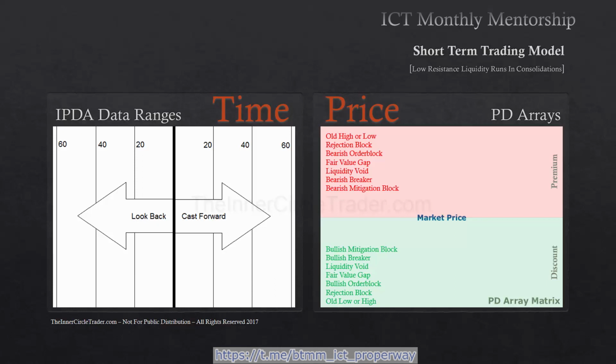Now, as a reminder, when we deal with time and price, price moves from a premium to a discount array, or from a discount array to a premium array. In between these two realms of premium and discount, price will key off of a time element related to the IPTA data range. So we're blending both time and price, an element of the last 20, 40, and 60 days, to an institutional reference point in the realm of the PD array matrix.